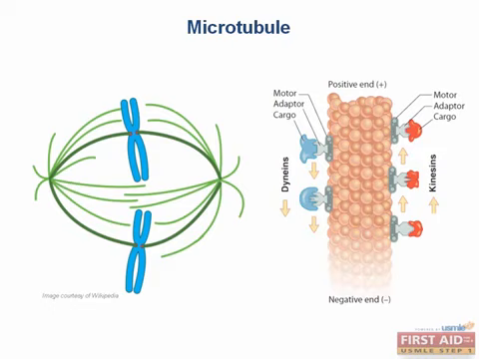Now, as I mentioned before, there's a positive and a negative end, and you need a different motor protein depending which direction you're going. If you want to carry something towards the positive end, which is called anterograde transport, you can attach your cargo to a motor protein called kinesin. And if you're going towards the negative end, which is retrograde transport, you can use the motor protein dynein. In neurons, the positive end of the microtubules is at the distal end of the axon, whereas the minus end is near the cell body.